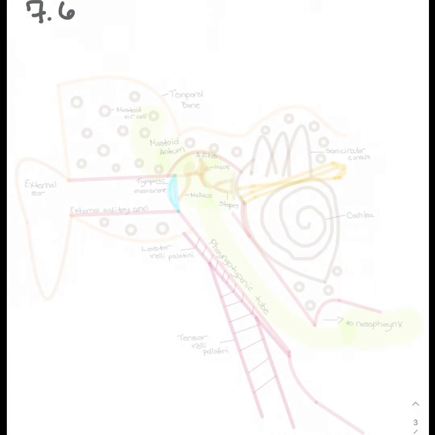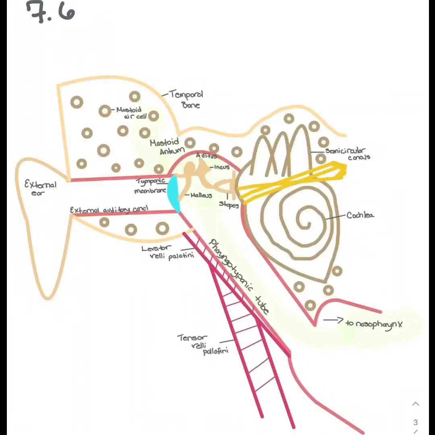We will discuss the airflow from the nasopharynx to the mastoid air cells and the structures associated with the control of this airflow. To trace the flow of air to the mastoid air cells, we will start in the nasopharynx. The nasopharynx is located in the superior portion of the pharynx.